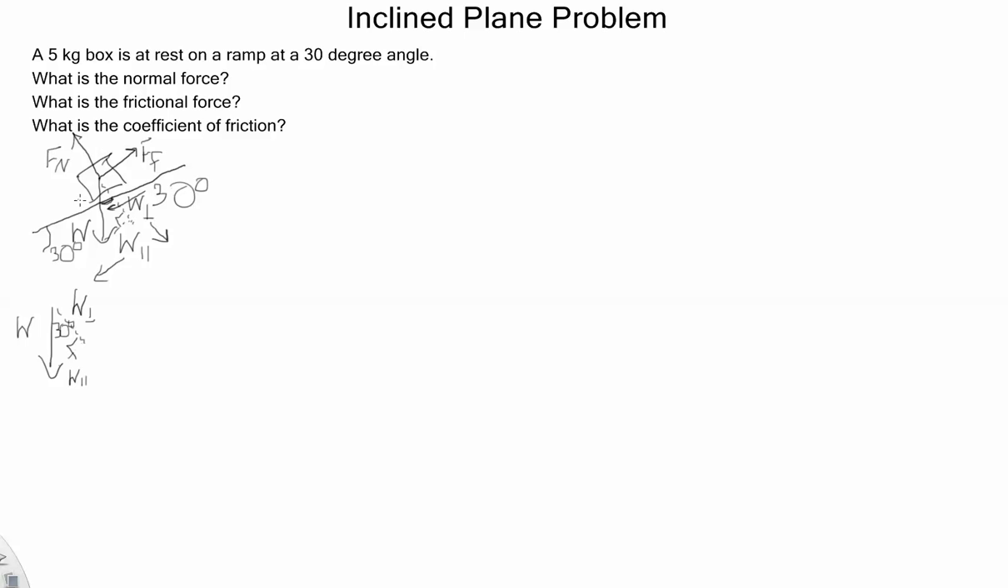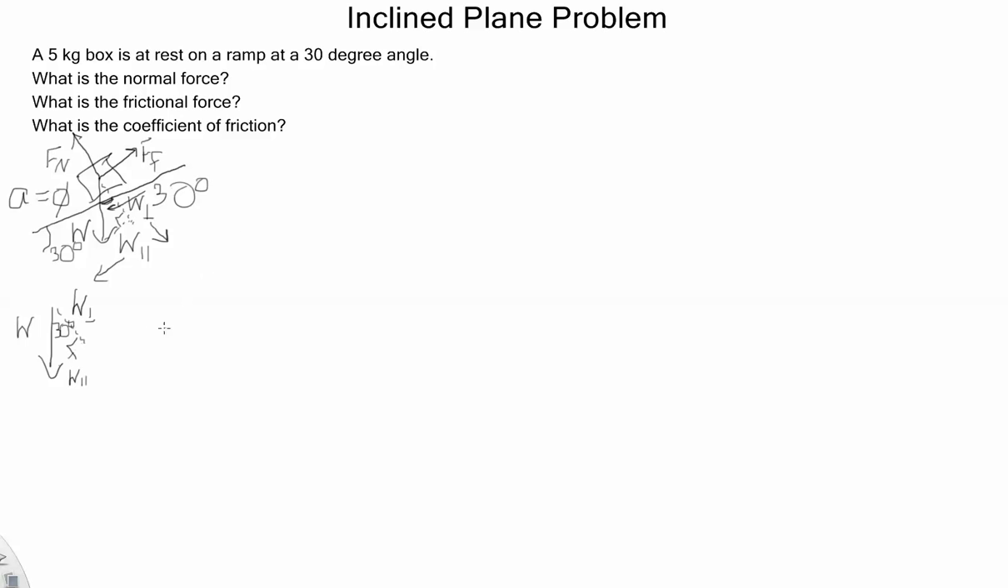Now, what's also key with this is that it's at rest. So that means that acceleration is equal to 0, which means that from Newton's first and second law the forces are balanced. Okay, so all of these forces are balanced because there's no acceleration up and down the ramp. There is no acceleration perpendicular to the ramp either. Okay, so that means that these pairs of forces are balanced with each other.